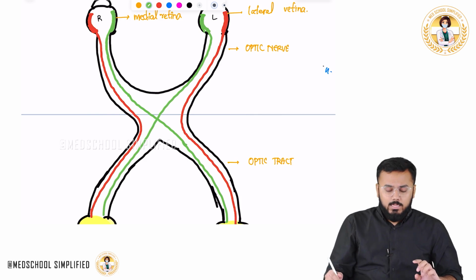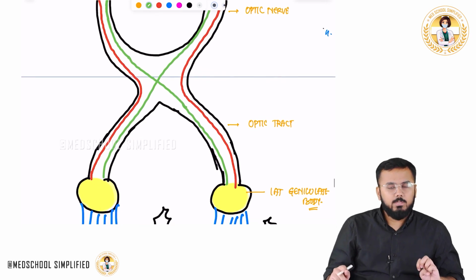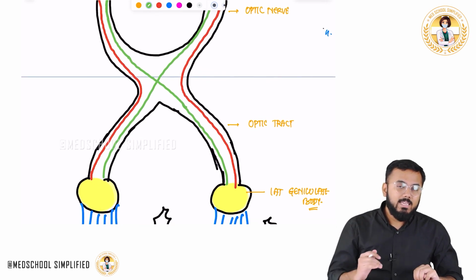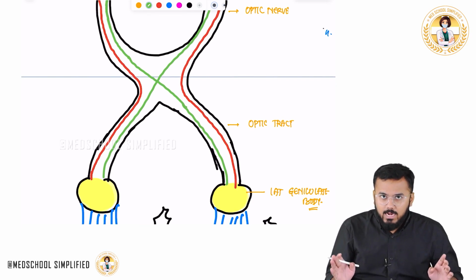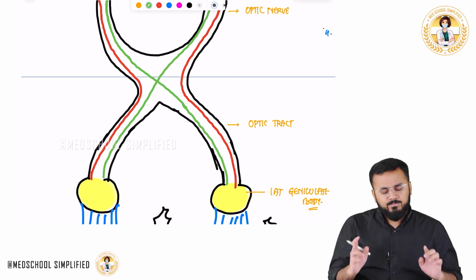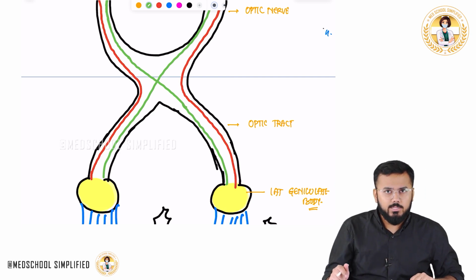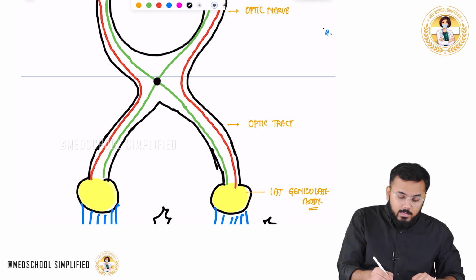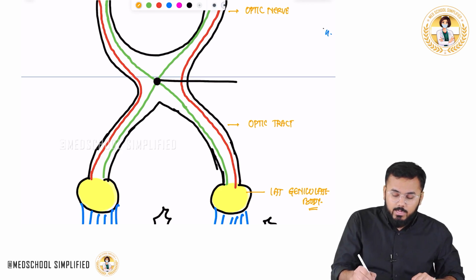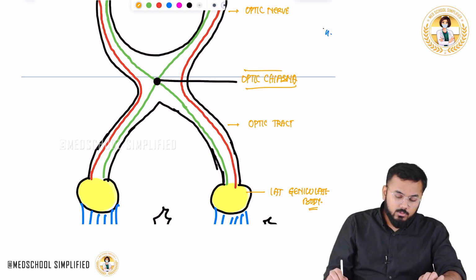Now tell me, are the red color fibers decussating or are the green color fibers decussating? The green color fibers are decussating. Now if both red and green decussated, I would call this a complete decussation. But here the red are on the ipsilateral side, ipsilateral meaning on the same side, whereas only the green ones are decussating. That is why I call this a partial decussation. And this point where they are decussating is what is called your optic chiasma. So this is what is basically happening.